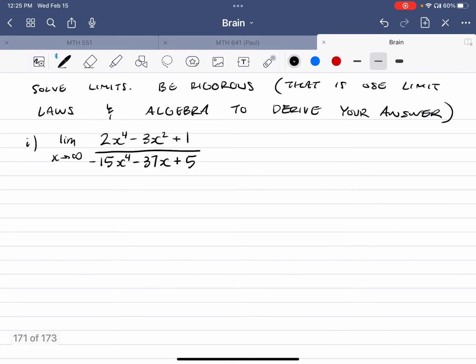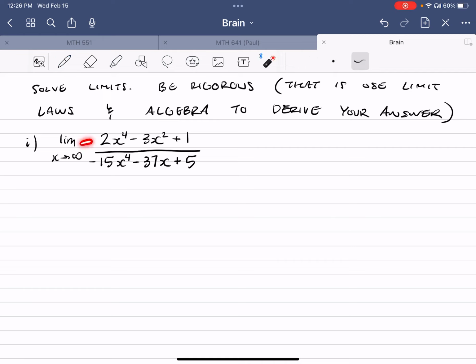All right, so some more limits, but these limits are going to be at infinity. And I'll say this on the exam as well, but we need to be rigorous here. So what do I mean by that? I mean we're only going to use algebra and limit laws. It's a lot less hand wavy than looking at coefficients and degrees and stuff like that. So that's our requirement. Let's go ahead and get into it.